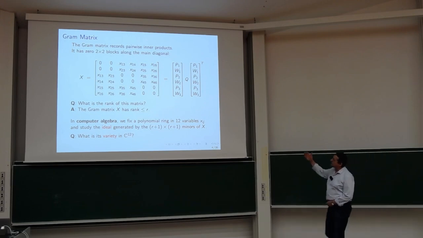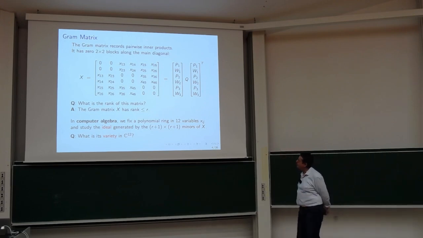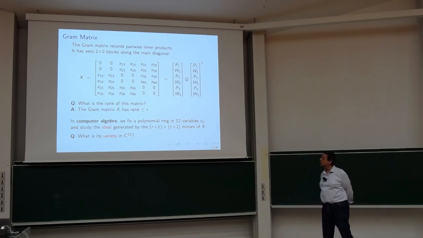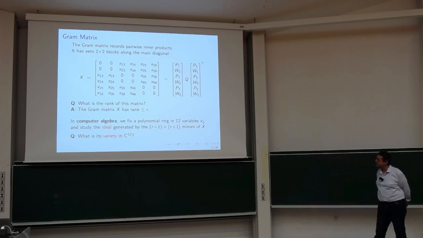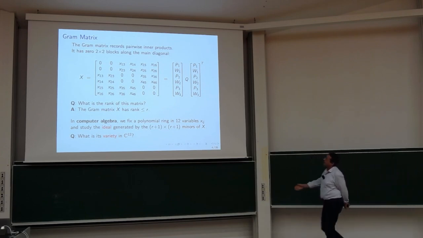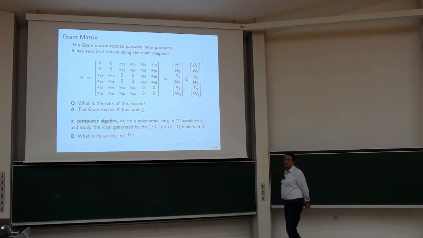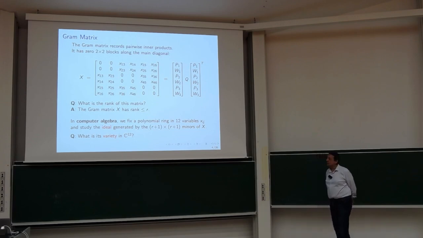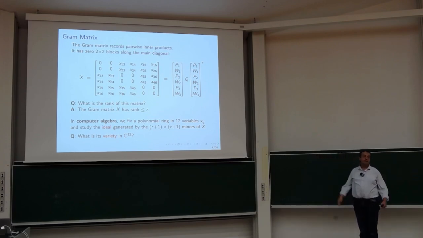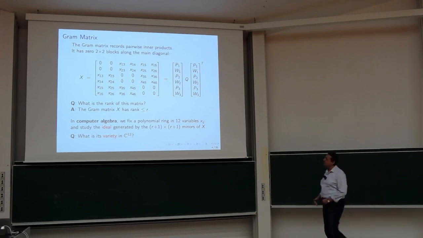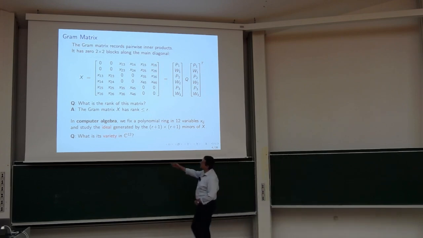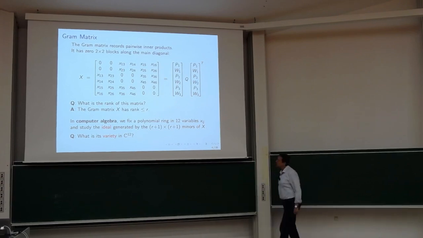So we would set up a polynomial ring in these 12 variables, x13, x14, up to x46, and the rank constraint saying that the rank is at most R means that the R plus 1 times R plus 1 minors vanish, and we compute the ideal. We look at the ideal of R plus 1 minors, and then we're interested in the variety, or zero set, of these minors, of this ideal.